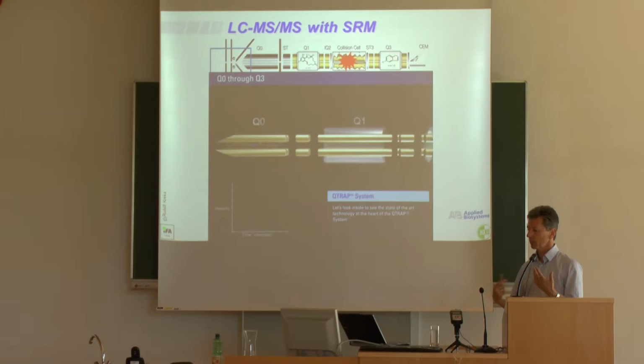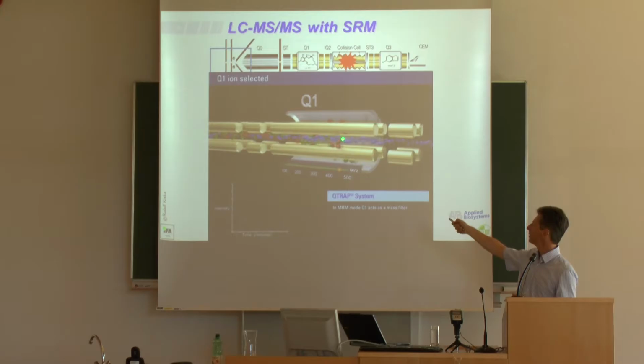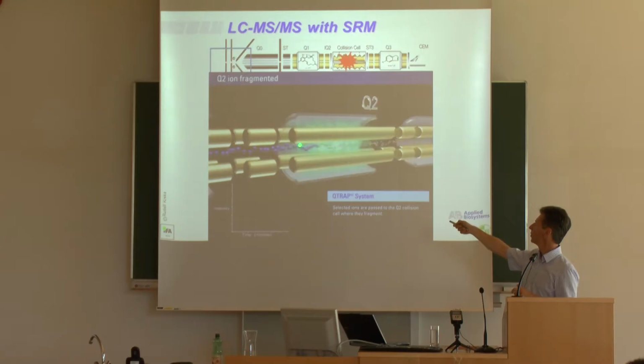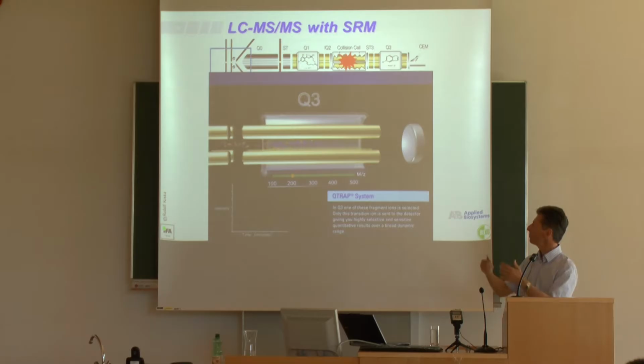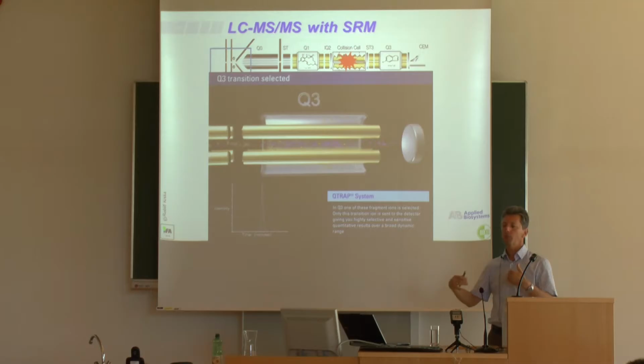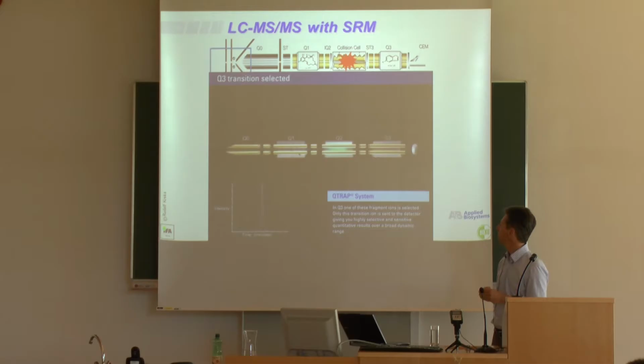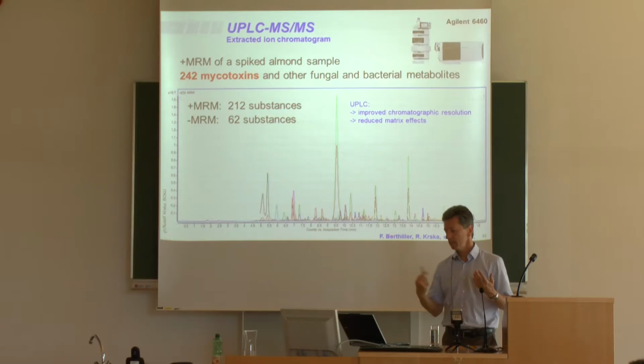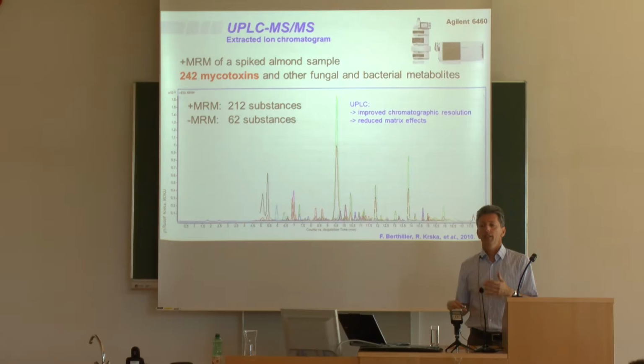After focusing your ions in quadrupole zero, you have another mass filter with an electromagnetic field in quadrupole one, with overlaying direct and alternating current. Only the mycotoxin of interest, in blue, is able to migrate further, then collides with nitrogen atoms in quadrupole number two, and fragments are produced. Then in quadrupole number three, again through the application of a certain electromagnetic field, only the fragments which you have selected before are able to pass through quadrupole number three and reach the detector.